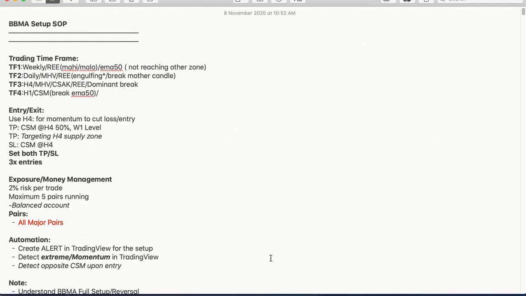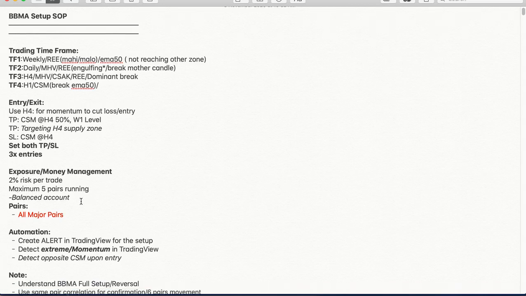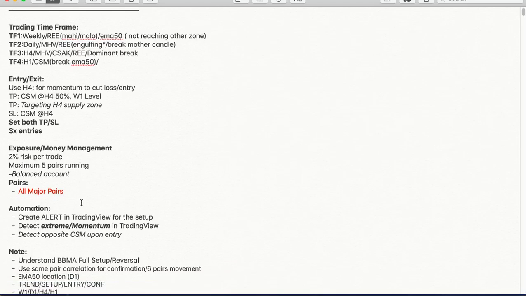Okay, as usual, we will start by reviewing our BBMA setup SOP. We're trading with 4 time frames: weekly, daily, H4 and H1. We use H4 for entry and exit. We trade with 1% risk per trade and 5 trades running at the same time. We trade all the US major pairs and we use TradingView for automation.